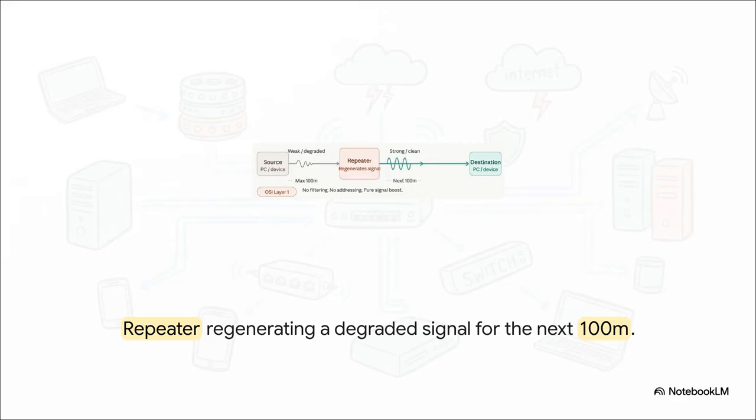It's actually really cool to think about this physical process happening in real time. Just imagine a weak, degraded wave coming in from a source device. The repeater grabs that tired signal, perfectly regenerates it back into a strong, clean electrical wave, and just sends it right on its way for another 100 meters. It's pure signal regeneration, plain and simple.